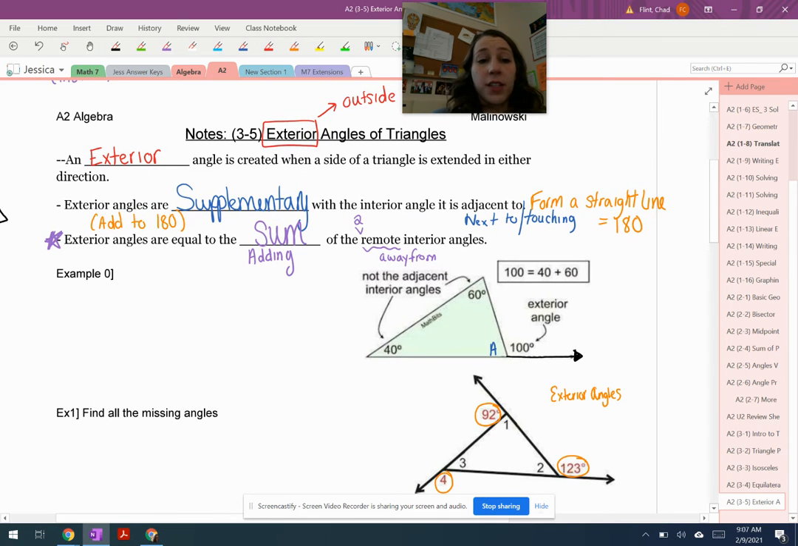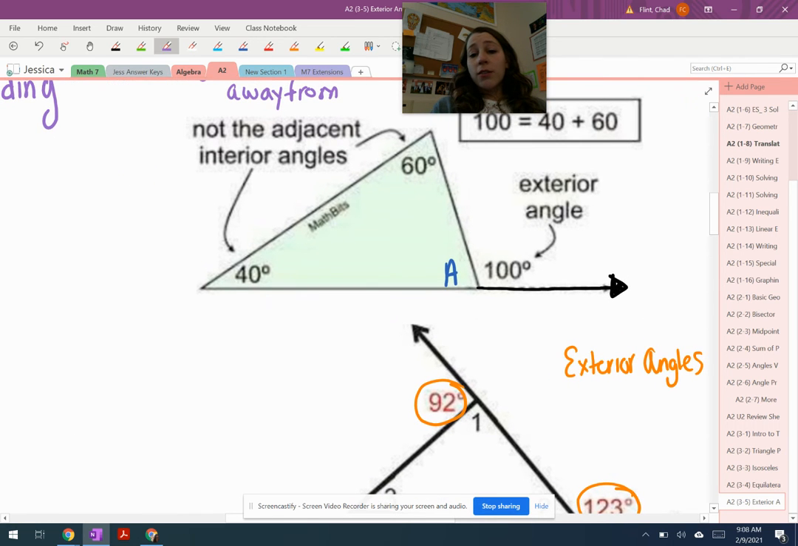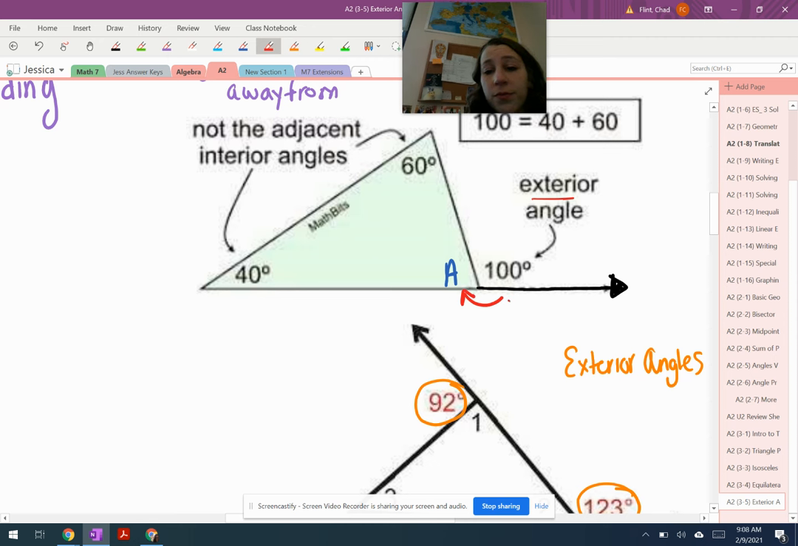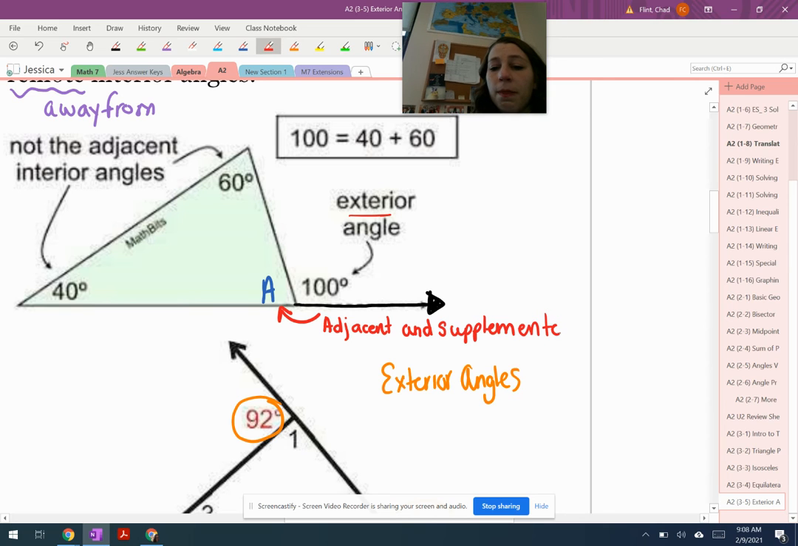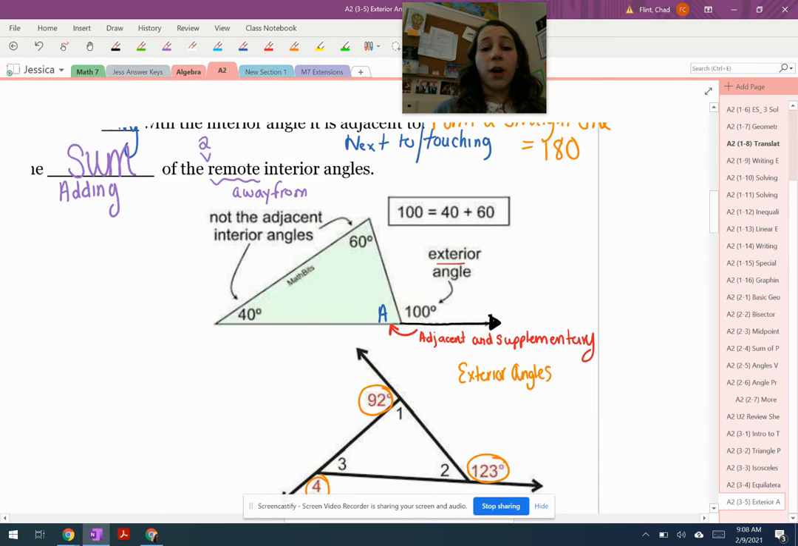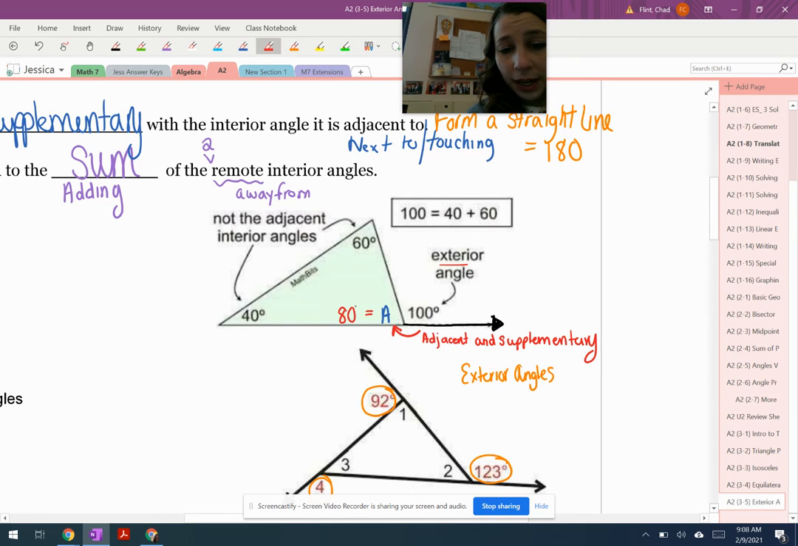So let's look at a couple of these things with this example 0 that I've got set up here. Based on the second bullet point, exterior angles are supplementary with the interior angle it's next to. So we know that my angle of 100 is the exterior angle, as it says here in my diagram. And that one is adjacent, which means here they're supplementary. Which means if that angle is 100, angle A has to be equal to 80 degrees in order to get that equal to 180.